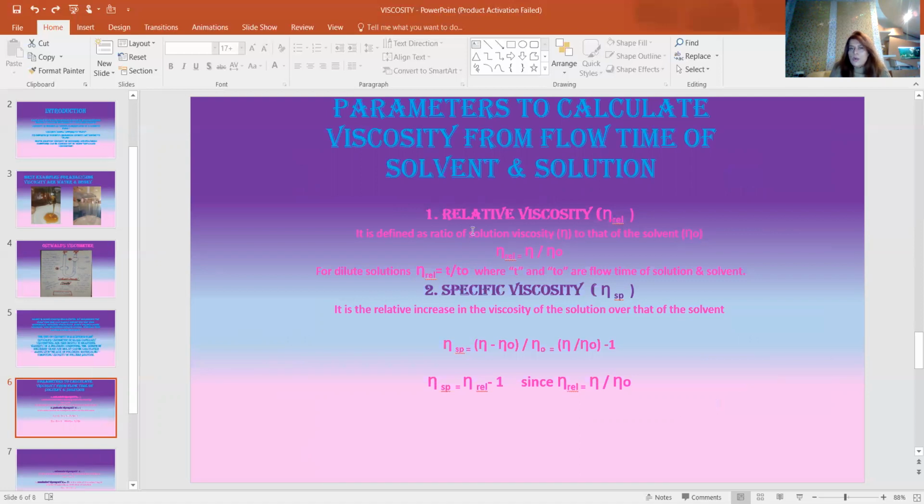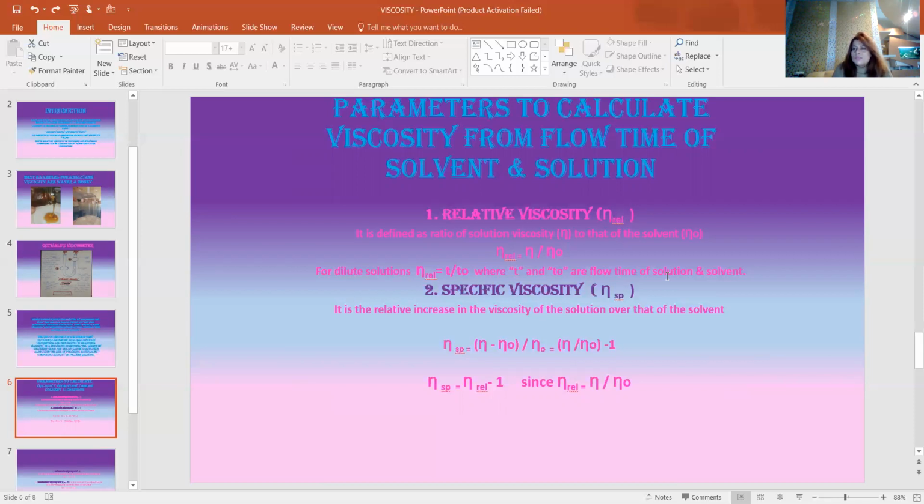What would be its formula? It can be calculated by the formula eta relative equals eta over eta naught. And for dilute solutions, eta relative equals T over T naught. What is T, what is T naught? T and T naught are the flow time of the solution and the solvent, right? As I just mentioned, you will calculate the flow time. So these are the flow times of the solution and the solvent.